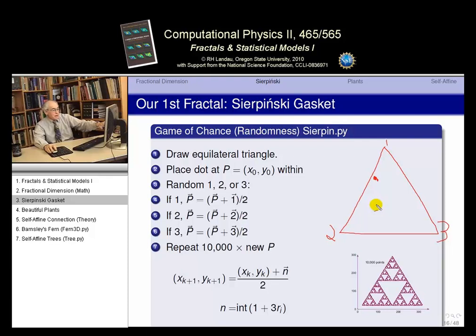If 3, then we draw a line from our point to vertex 3, and then we put a new point right in the middle. So there's our new point. I'll make these points nice big blocks. Pick another random number. Let's go 2. So we draw a line here, and then we put a point in the middle. Another random number. 1. So we draw a line and we put a point right in the middle, which is right about here.